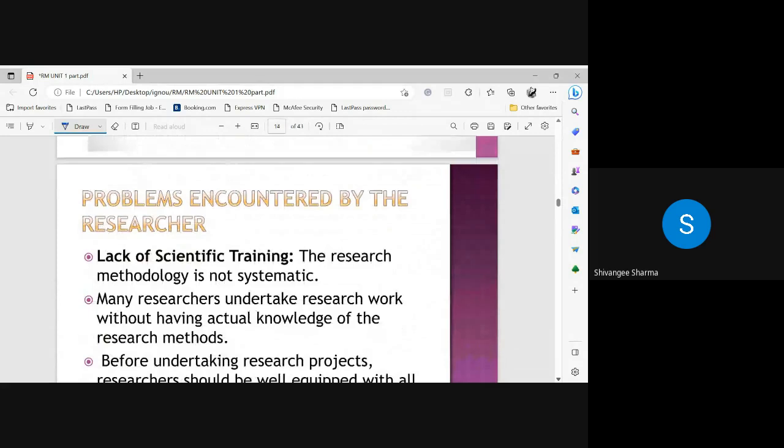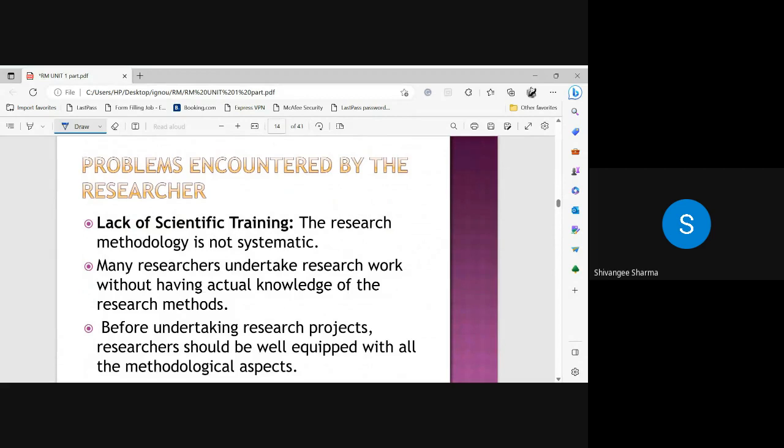Now there are some problems which are generally encountered by the researcher. Let's see those problems. The very first thing is lack of scientific training. What is meant whenever the word scientific is used? It means it is a systematic approach in which the methods are already established and you have to follow those methods particularly step by step so that you can do a research. And if you don't know those methods, then your research may not hold true or may not be fruitful. You might be assuming something incorrect and proving that incorrect thing to be true.